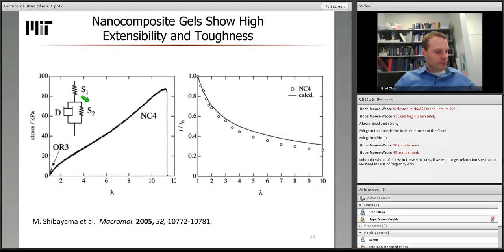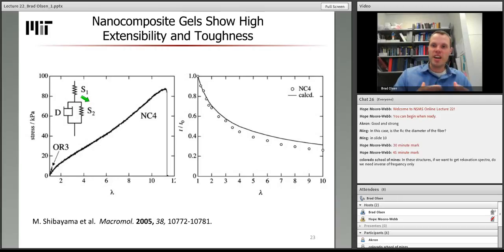So another type of gel that's very, very interesting to look at during deformation is a nanocomposite gel. Nanocomposite gels have attracted a great deal of interest over the last 10 years in particular, due to this desire to be able to engineer gels of high extensibility and high toughness. Gels that match, for example, the properties of skin or of muscle tissue.